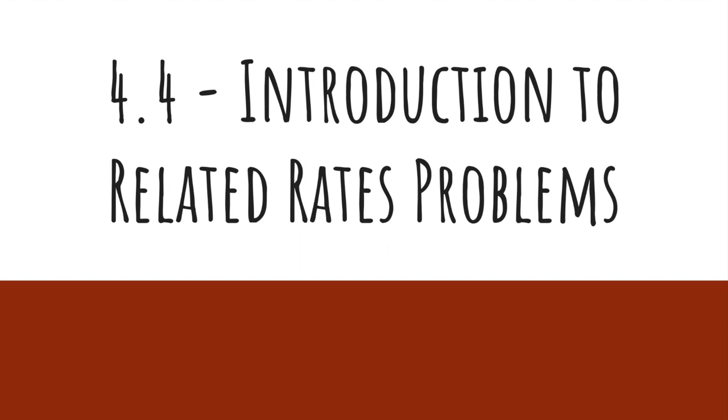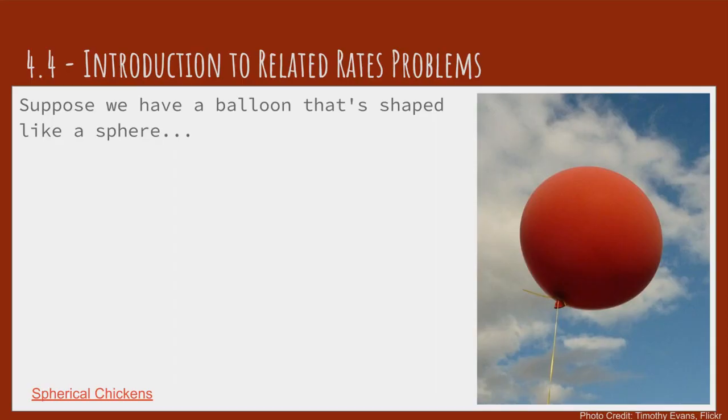So for example, I'm going to use an example here with a spherical balloon. And the idea is we're going to look at what happens when we put air into the balloon and how that affects the size of the balloon. And I guess I should say the size measured by the radius of the balloon. So putting air into the balloon is going to cause the radius to increase, and we're going to talk about how those are related to each other. So hence the name related rates.